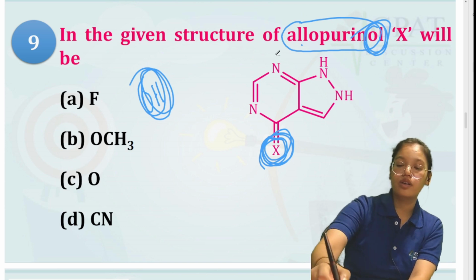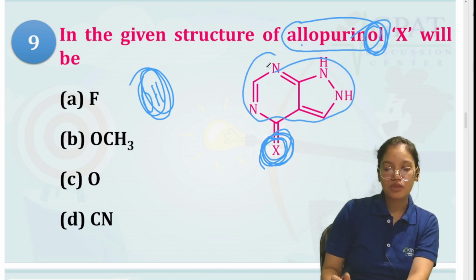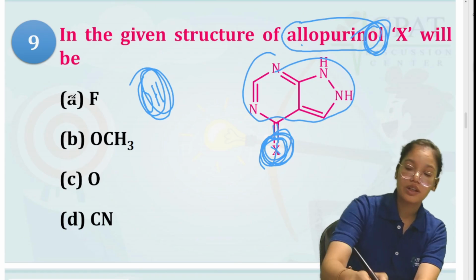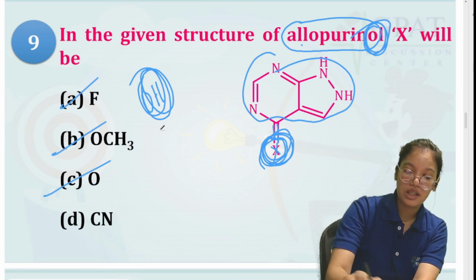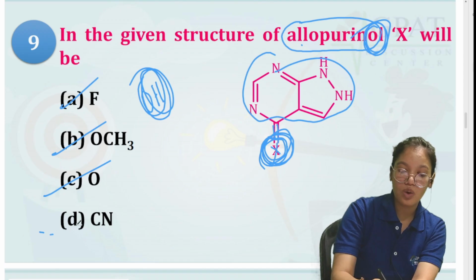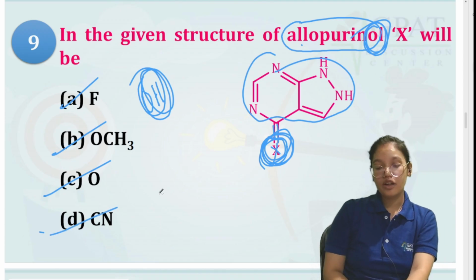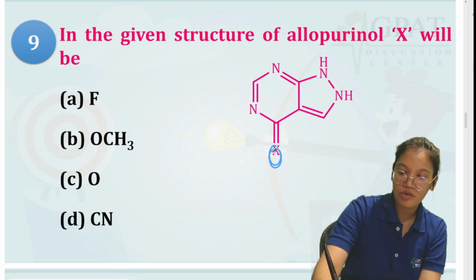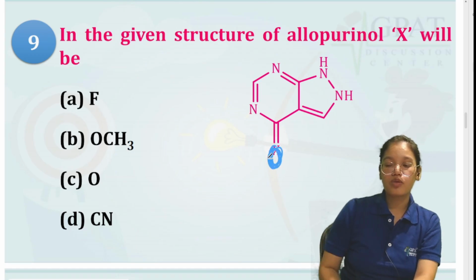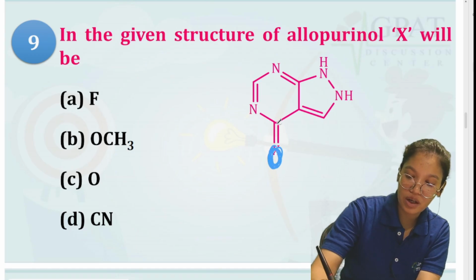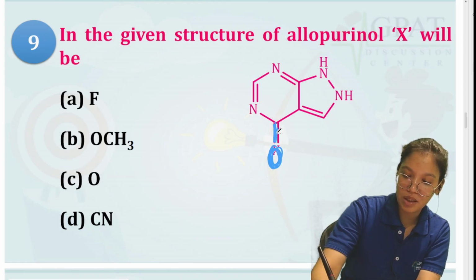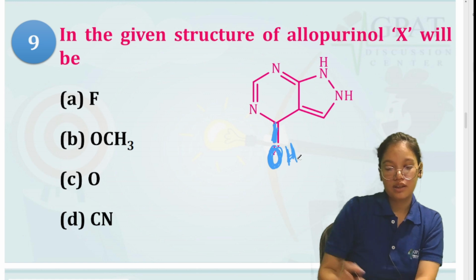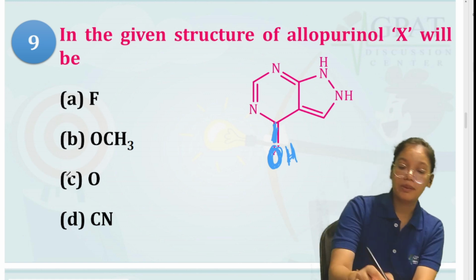Okay, now here we don't have any OH attached, so double bond X. If we look at the options carefully, we have F, OCH3, C, that says O, and CN. If we attach O in the place of X, then it also forms an OH. Now if we remove this double bond and go with single, then it will be OH. So the option will be the C one.